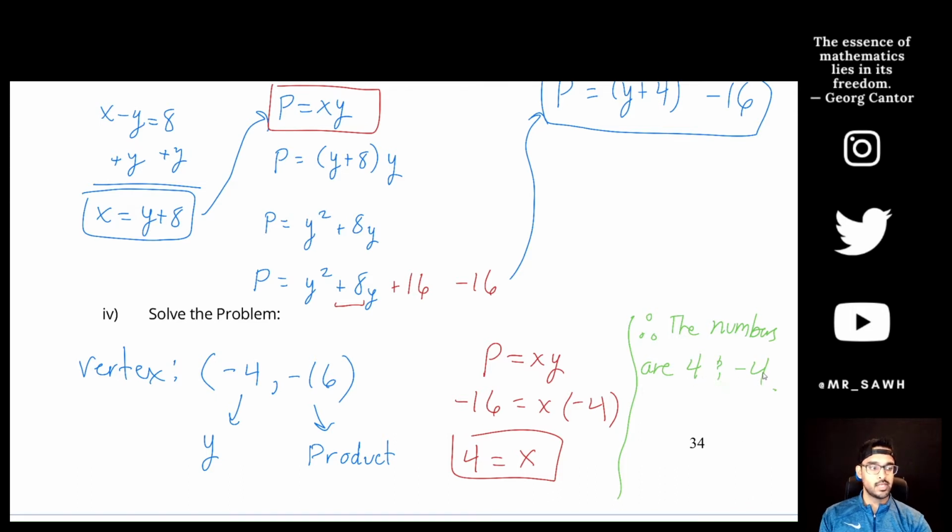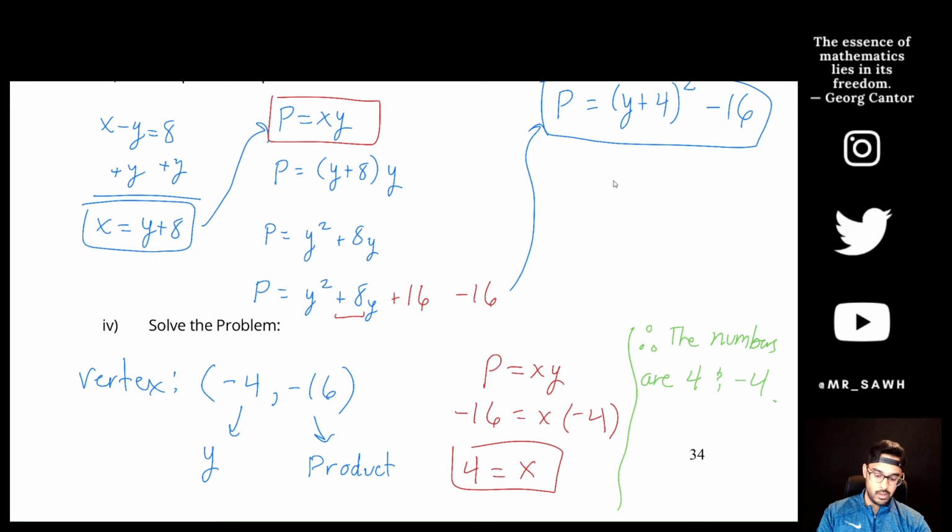The first and second number, the two numbers I have, positive 4 and negative 4, they differ by 8. If you were to subtract them, you will end up with 8. If x is positive 4 and y is negative 4, x minus negative 4 is 8. Multiply them together and you have your minimum value of negative 16.